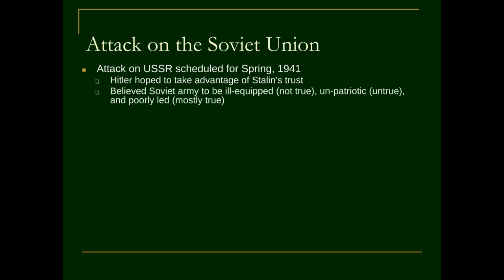So Hitler has most of Europe in his grips except for Britain. So he turns his attention to the Soviet Union. He had scheduled this attack for the spring of 1941. Hitler was hoping to take advantage of Stalin's trust at this point. He believed the Soviet army was not prepared and that they were unpatriotic and that they were poorly led. And he was right on one of those things, but the other ones you can see he wasn't.